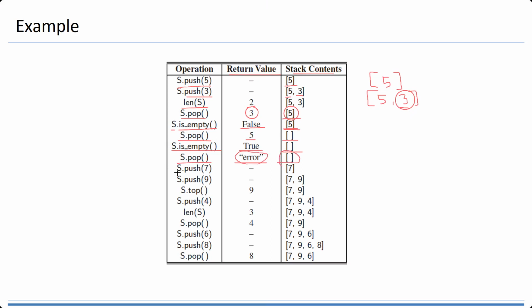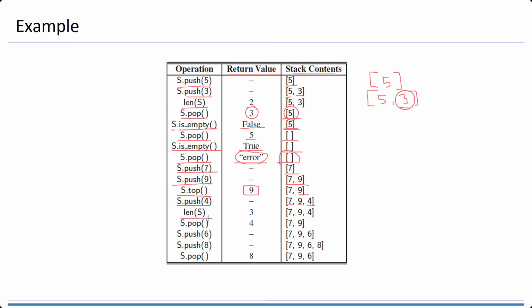Okay. And then let's say I'm going to push another object, which is 7. And we put 7 on the stack content. And I'm pushing 9. Then the current stack will be 7 and 9. I'm going to check what is the current top. So the current top is 9 because this is the last object that I insert into the stack. So we have 9. I'm going to push 4, then now we have 7, 9, and 4.